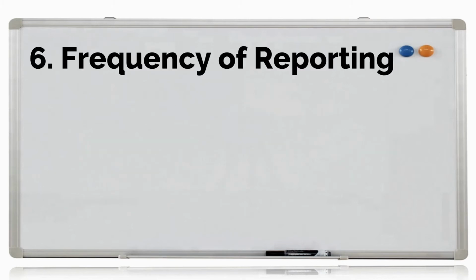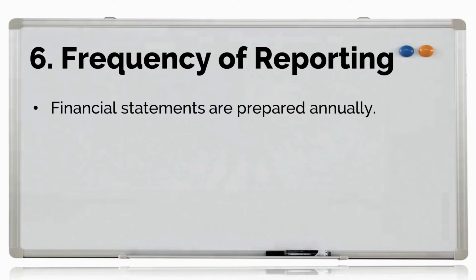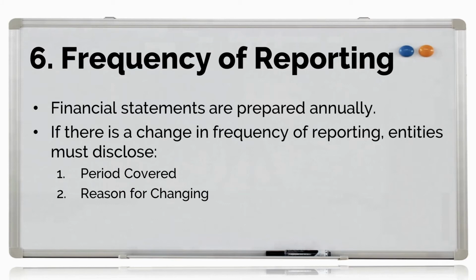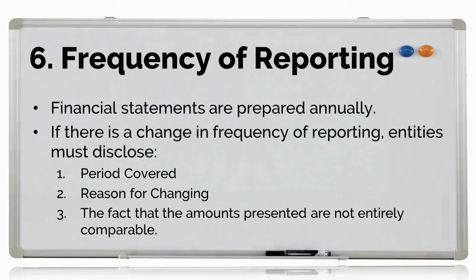Sixth, frequency of reporting. Financial statements are prepared at least annually, like birthdays. If an entity changes to a longer or shorter period, it shall disclose first the period covered, second, the reason for changing, and third, the fact that the amounts presented are not entirely comparable.